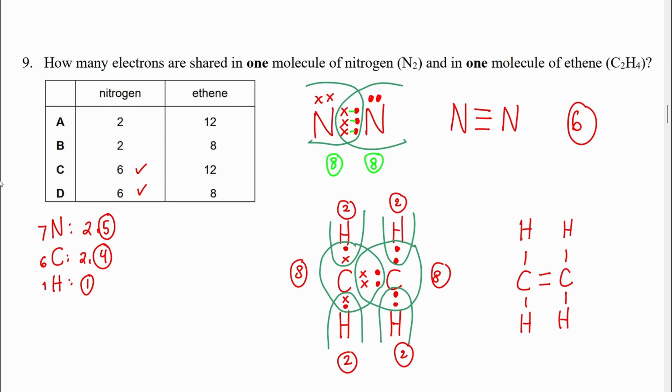So how many electrons are shared together? It's 2, 4, 8, 10, and 12, right? Or we can say there are 6 pairs of electrons. 1, 2, 3, 4, 5, and 6. So there are 12 electrons shared together. So the correct answer here is C.